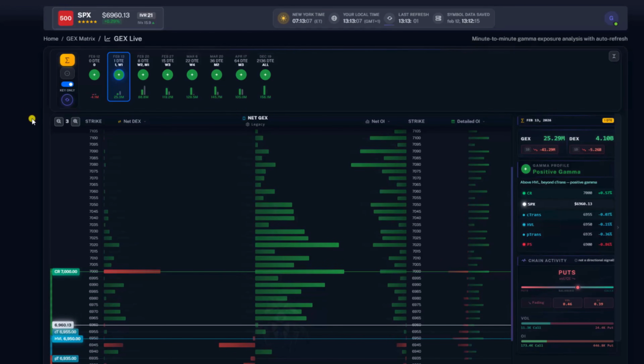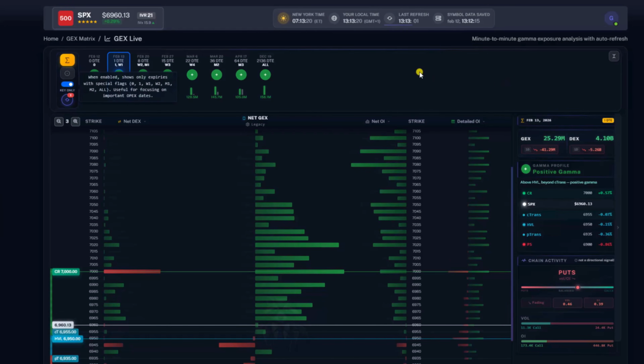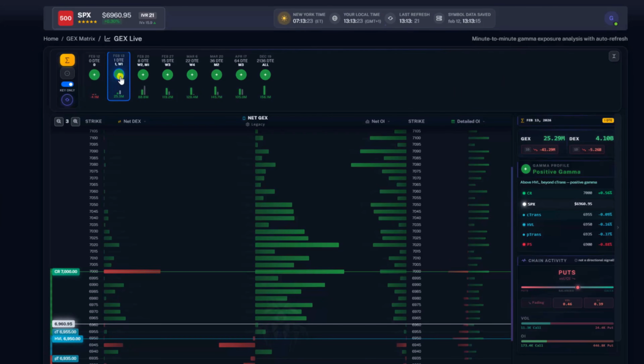So here you will see the expirations of the selected ticker. If you unselect the key only, it will show you all the available expirations in the option chain. If you click on key only, it will only show you the main ones. For example, the 0DTE, the first weekly, the second weekly, the third weekly, fourth weekly, and the monthly and the rest. And you will also see the "every expiry" option, where you see all, which shows every expiry more than 2000 days to expiration. So it will sum up all the metrics for that expiration if there is a cumulative view selected.